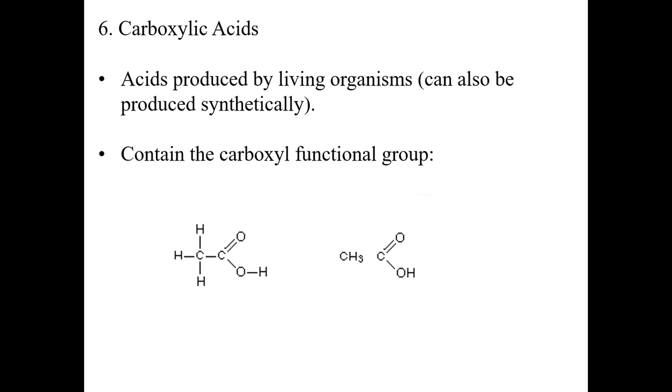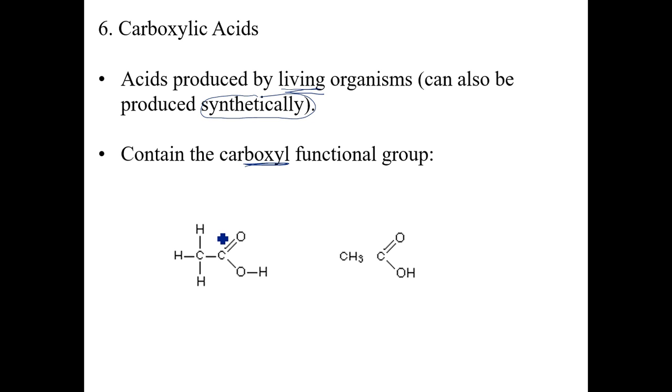Carboxylic acids. So carboxylic acids, these are organic acids. They are acids that are typically produced by living organisms, but they can be human-made, synthetically produced as well. So they contain what is referred to as a carboxyl functional group. So the OH, the alcohol, is a functional group. Carboxyl is another functional group. So a number of different ways that you will see it. A couple of them I'm giving to you here.